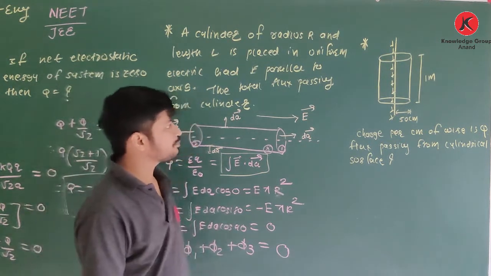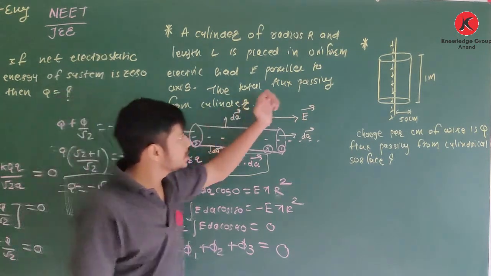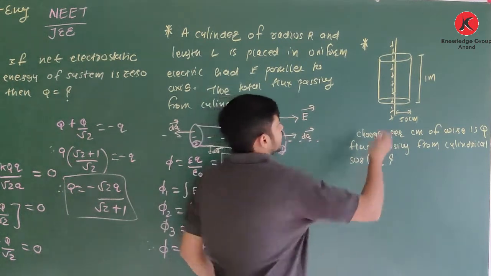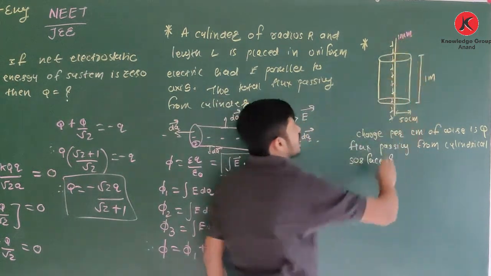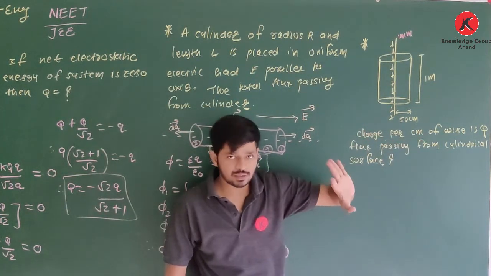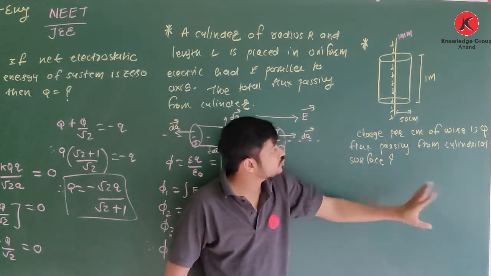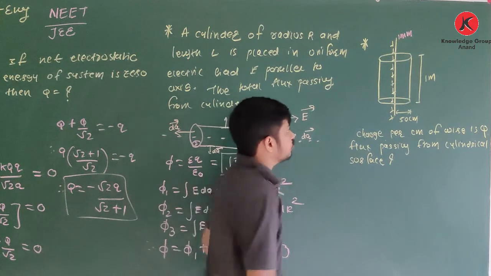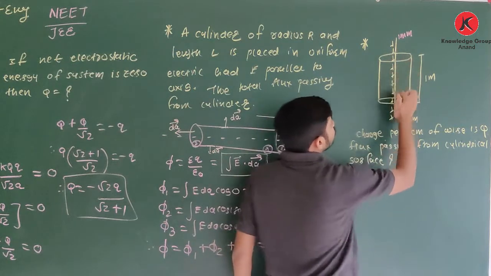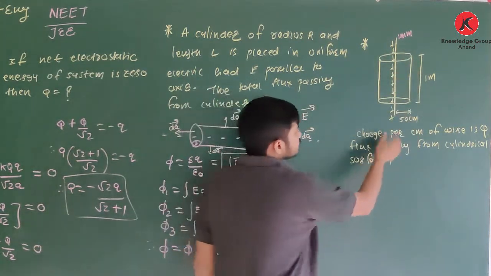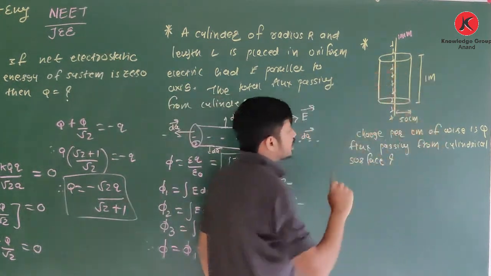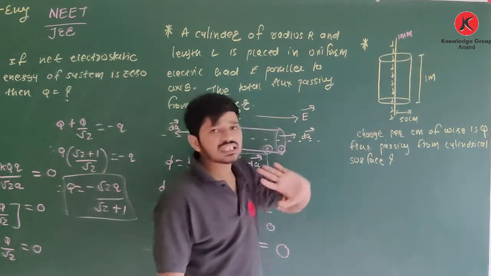Now next question. See, you are given one wire which is uniformly charged. Its radius is 1 mm. It is positively charged, and charge per centimeter of wire, meaning charge per unit length, is Q. This wire is enclosed by one cylinder having radius 50 centimeter and length 1 meter. So your question is, what is the flux passing through this cylindrical surface?